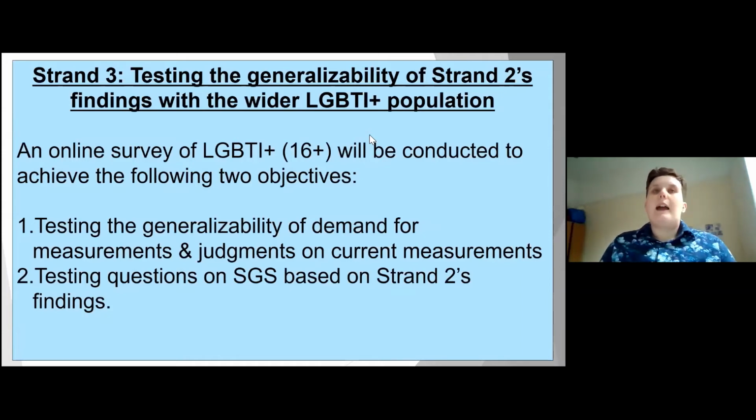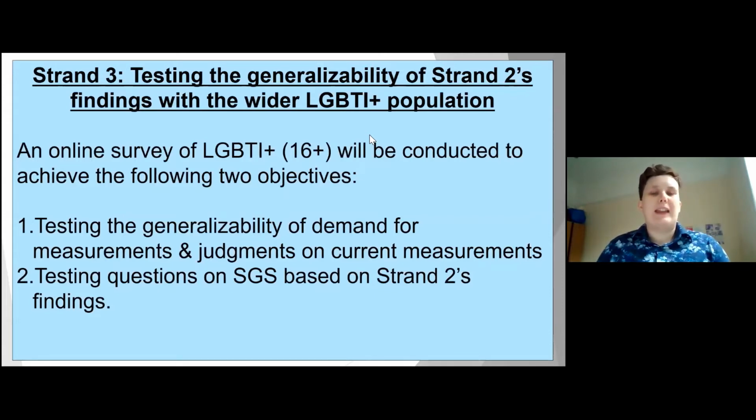So in Strand 3, I'll be taking the findings from Strand 2 and seeing if they're generalisable to a wider LGBTI plus population. I'll be conducting an online survey to do this with people over the age of 16. It will be looking at, one, testing those questions to see if the questions that were constructed by Strand 2's participants work for a large variety of people. Do they feel they're represented by them? Would they feel comfortable answering them? Those are the really important issues.